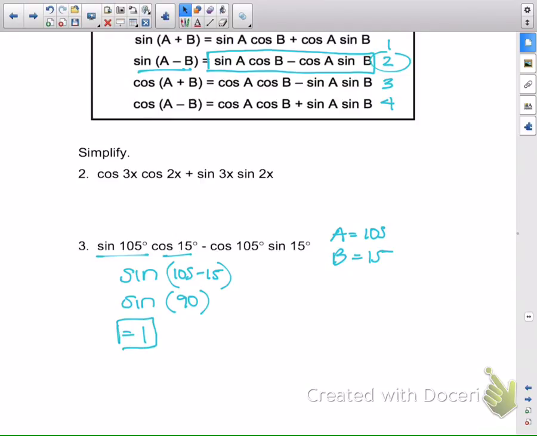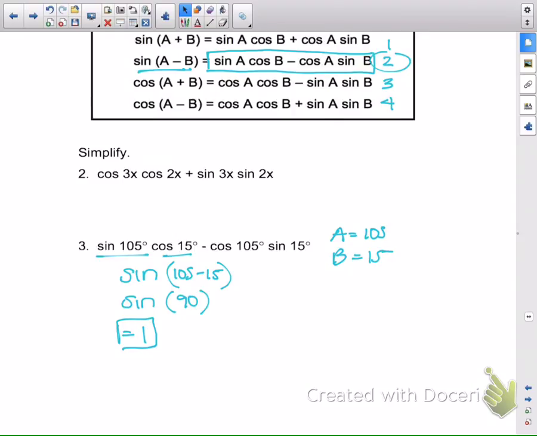So without using a calculator, without having to find out anything about 105 and 15 degrees, I can take that all and collapse it down to something I can find. That is not on this quiz. It will be on our final quiz when we get back from spring break. But we'll review before that because I'm not crazy in the head.